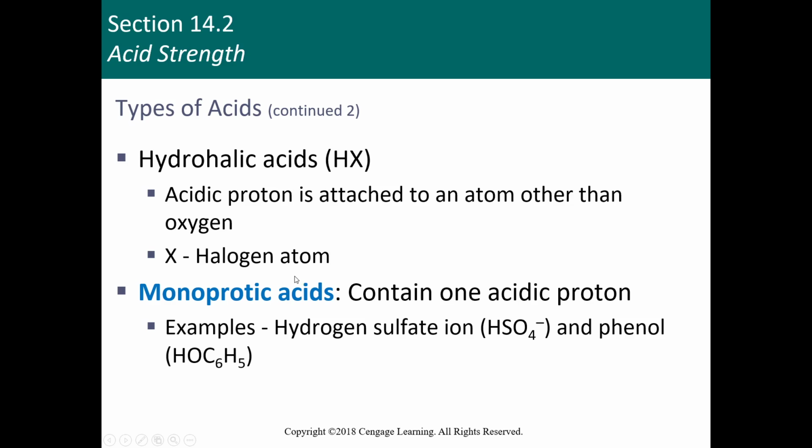Monoprotic acids I mentioned actually, this is going to have one acidic proton. So right here we see an example, this has one acidic proton, so it is a monoprotic acid. Right here we see another one that has one acidic proton. Again, the proton attached to the oxygen is the acidic proton.